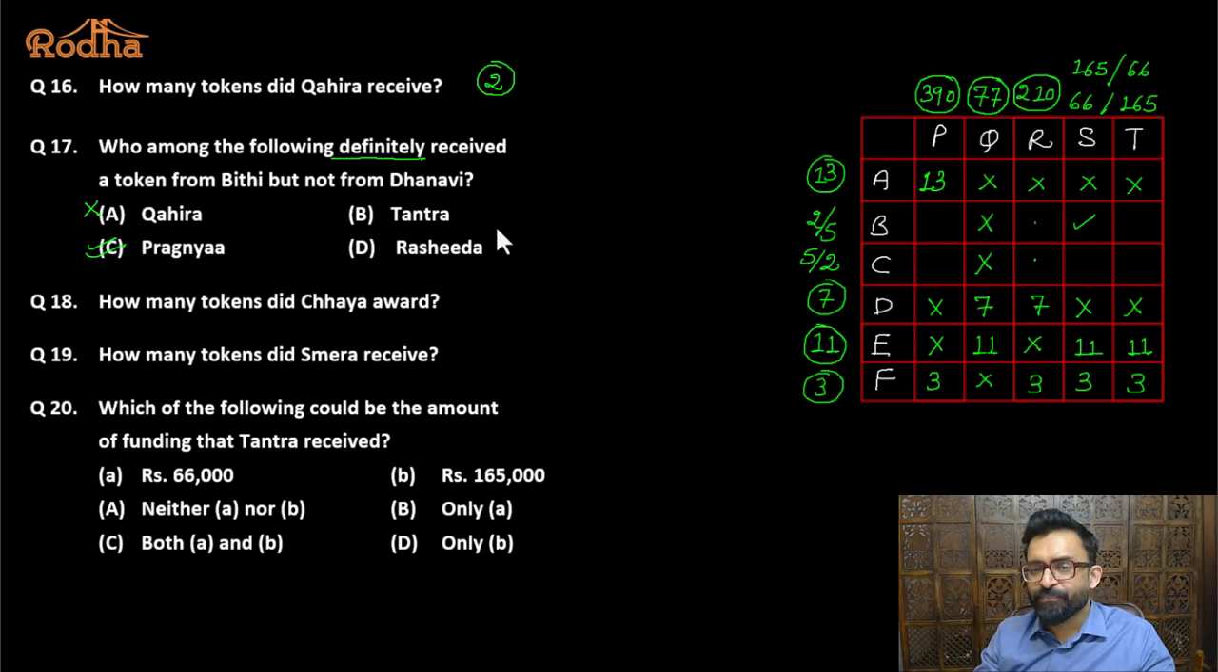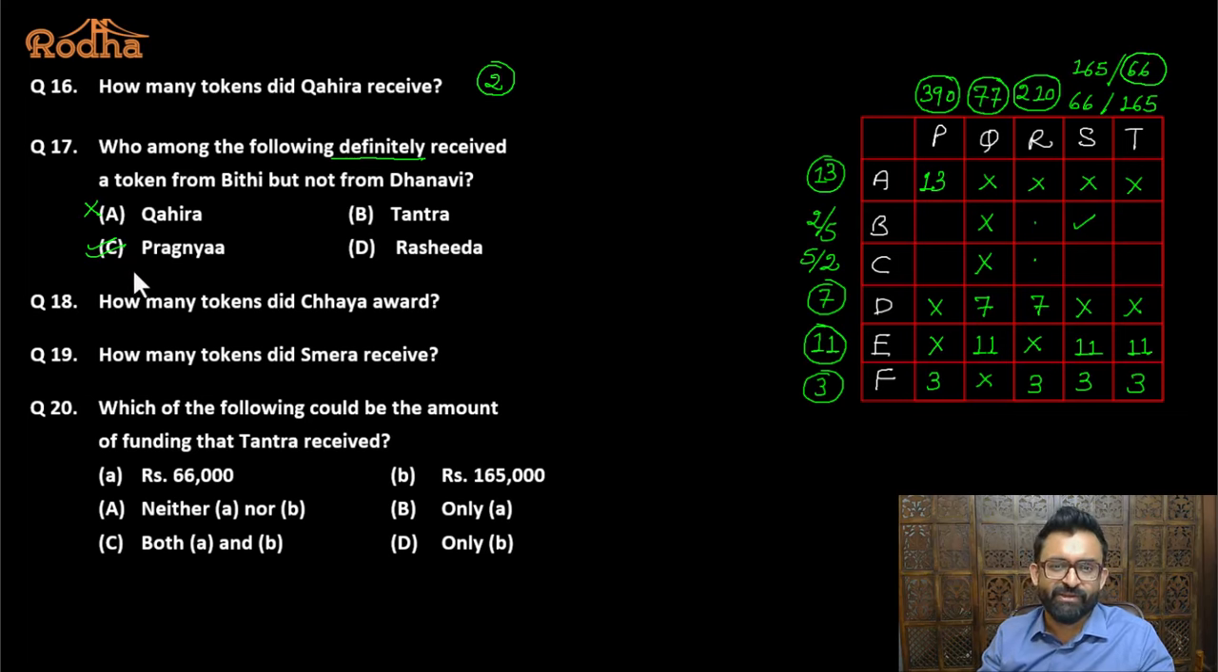If I look at T, T is maybe getting token from BT, may not be getting the token from BT, that depends. Let's say T is having 66 and that BT is distributing 5. So she'll get 2. 2 from who? C. So that is maybe a possibility, may not be a possibility. If BT is distributing 2, she'll get from BT. Fine. So that cannot be sure. Tantra or T may or may not get a token from B. So that is not the answer.